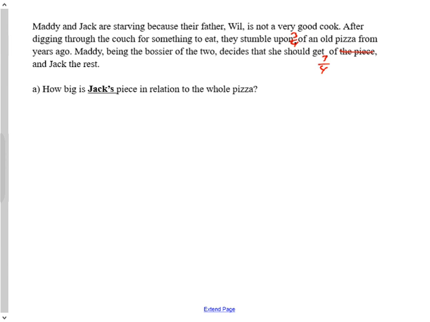It should be pizza, not piece. That's why I scratched it out. And Jack can have the rest. How big is Jack's piece in relation to the whole pizza? Therefore, what fraction of a whole pizza is Jack going to be able to eat?